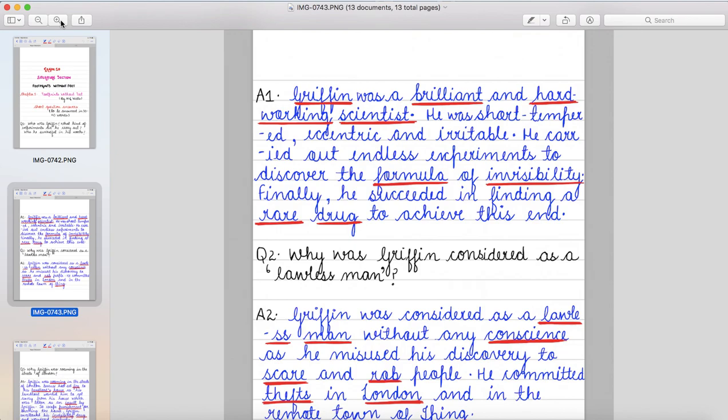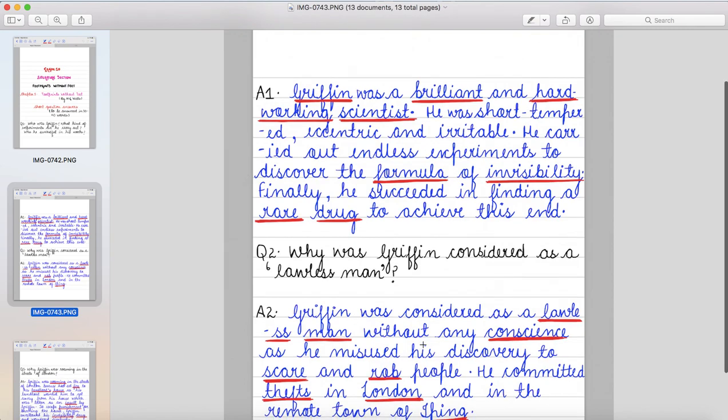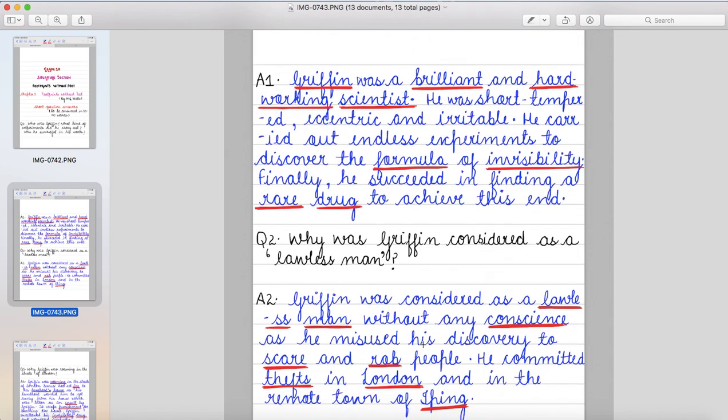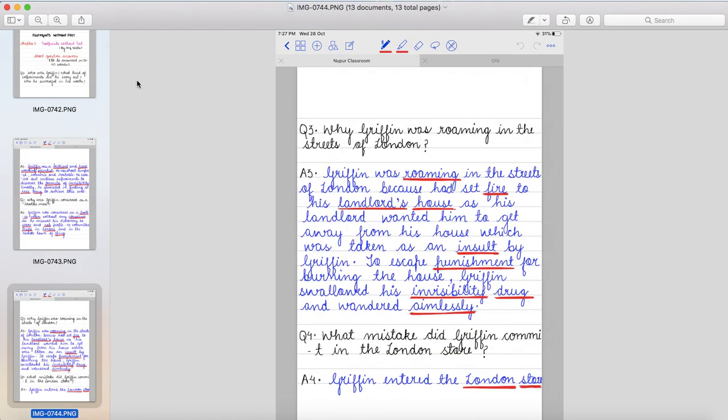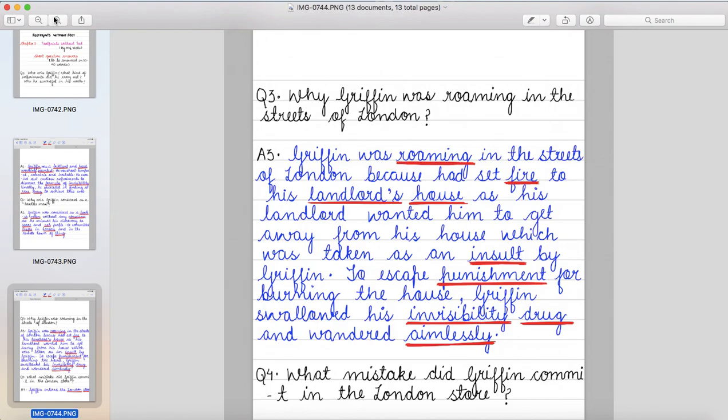Now question number 2: Why was Griffin considered as a lawless man? So the answer is: Griffin was considered as a lawless man without any conscience as he misused his discovery to scare and rob people. He committed thefts in London and in the remote town of Epping. So what he did, he committed thefts in London and in the lonely town of Epping. Remote means lonely.